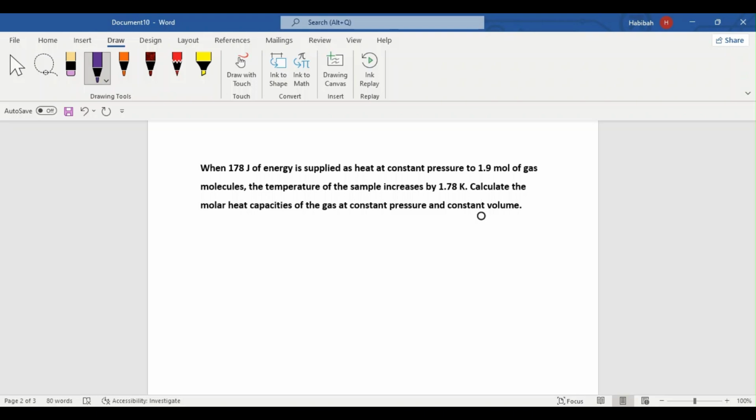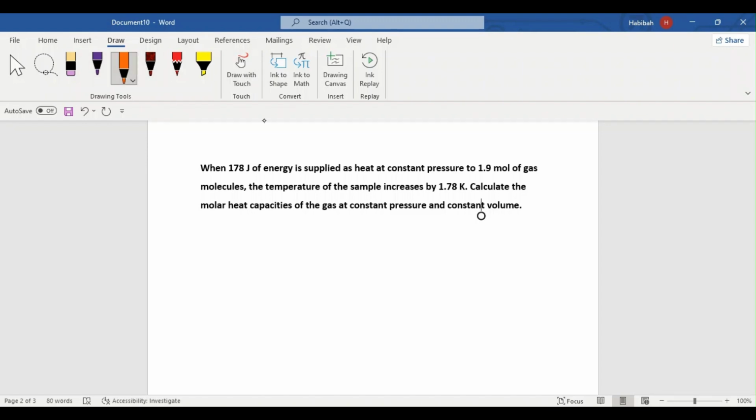So today we're going to be working on the question on the screen that says: when 178 joules of energy is supplied as heat at constant pressure to 1.90 mole of gas molecules, the temperature of the sample increases by 1.78 kelvins. Calculate the molar heat capacities of the gas at constant pressure and constant volume.